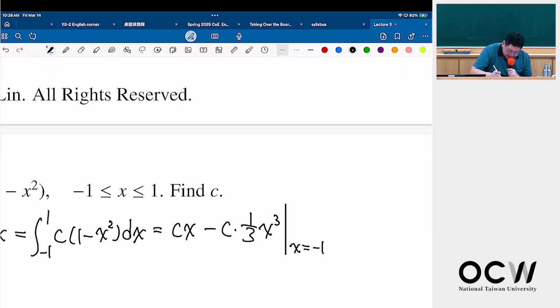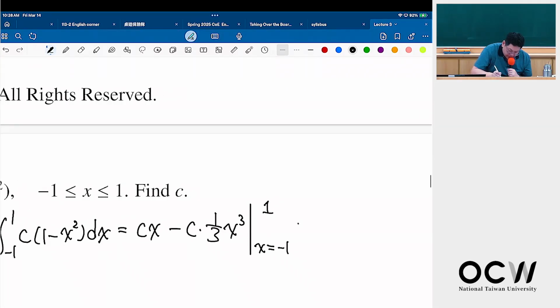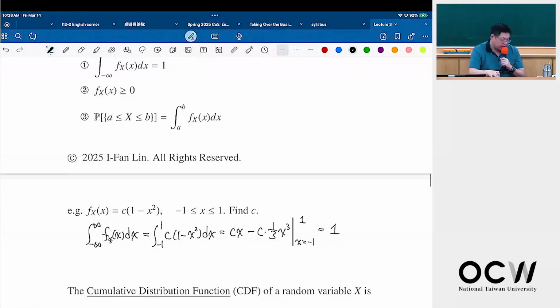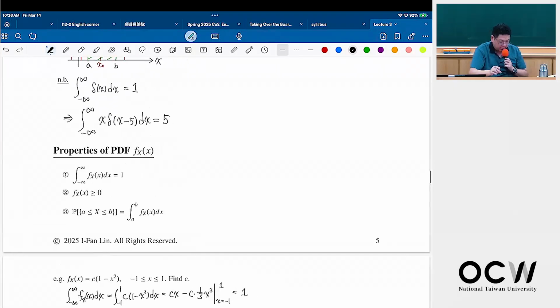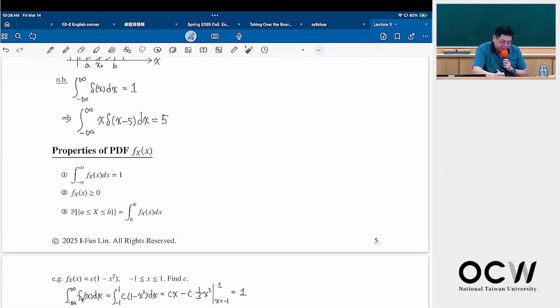X is -1 to 1. So this should be 1. Then you can get c is 3/4. Now, since PDF is not the probability, we need to do the integration, then it becomes probability.